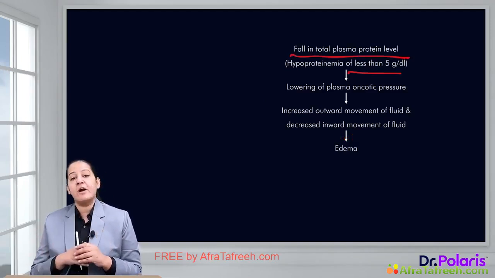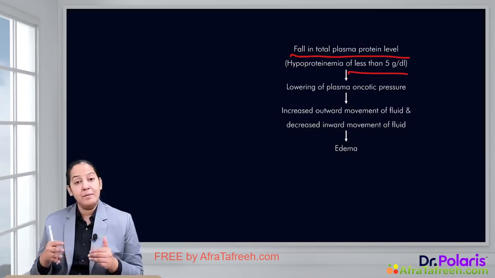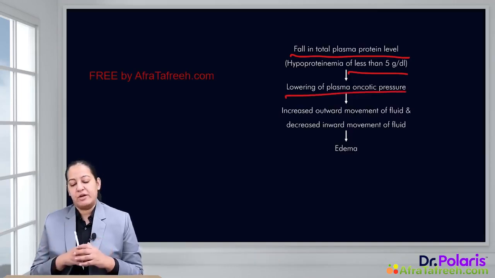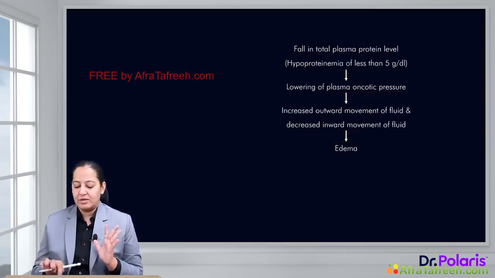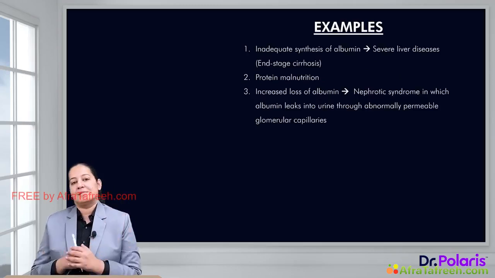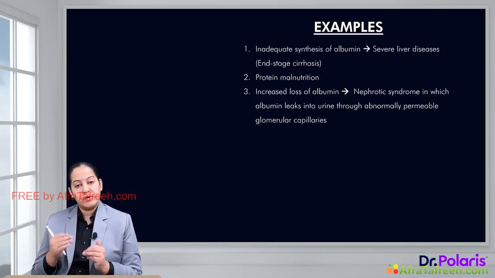If it is less than 5 gram per deciliter, that is hypoalbuminemia, it can lead to decreased oncotic pressure. So inward pressure is less but outward is more, so it can lead to edema. This is the pathogenesis. Now let me give you 3 examples of this, that is edema due to decreased oncotic pressure.